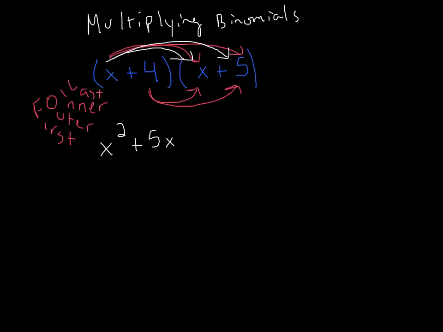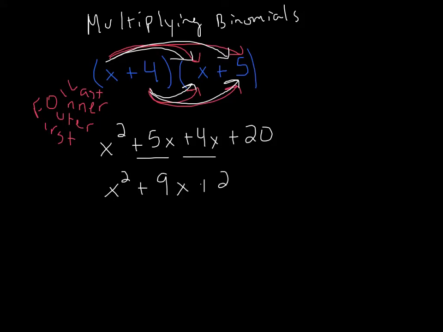Now we're going to do the inner. So the 4 times the x gives you plus 4x. And finally, we'll do the last in each parenthesis. Positive 4 times positive 5 gives you positive 20. Now, we're not quite done, because we can combine like terms. We have x squared, plus 5x and plus 4x, which gives you positive 9x, and then plus 20. That's it. So that's your FOIL method. Pretty simple, right? We're just distributing twice.